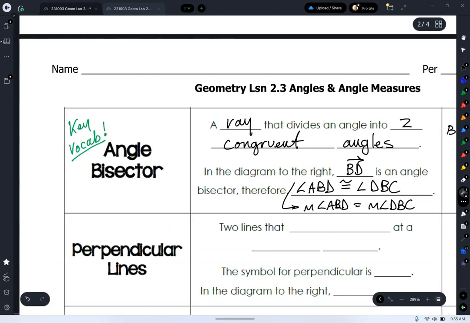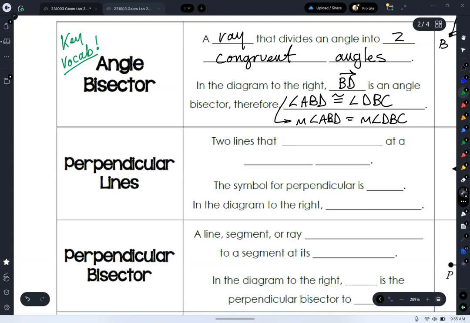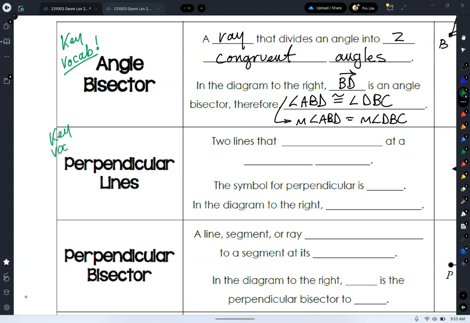All right, let's talk about perpendicular lines, another key piece of vocabulary for us.